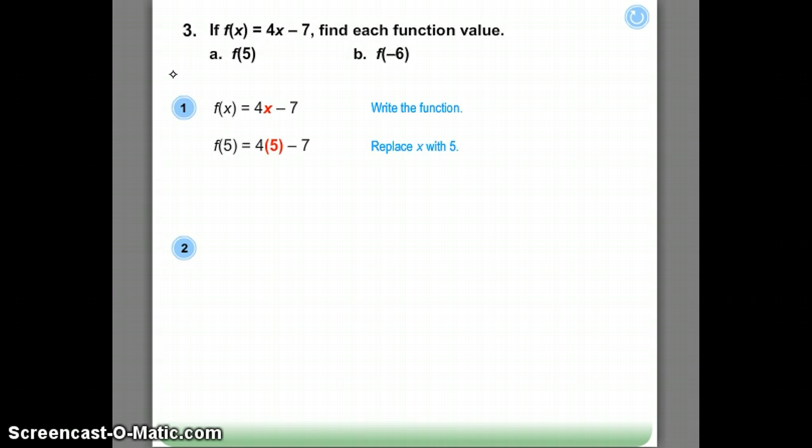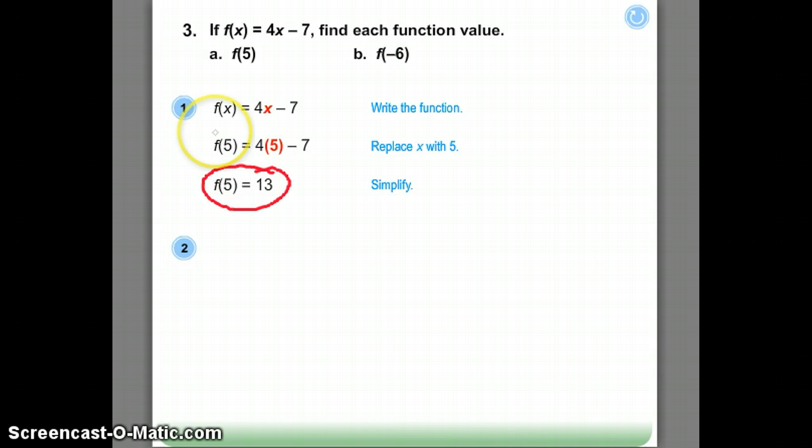First, I'm going to write the function, replace the x with the value that I've been given, and then simplify or evaluate. So when I plug 5 into this function, f of 5 is going to equal 13, because 4 times 5 is 20, minus 7 gives you 13. So the value of f of 5 is 13.